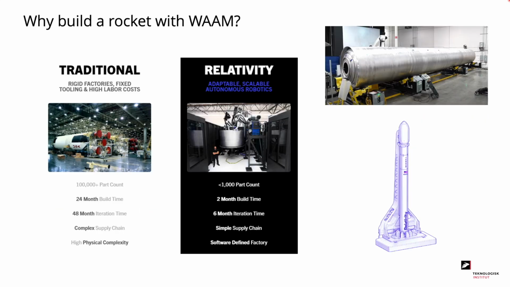But why would you build a rocket using WAM? Well, using traditional methods, you have rigid factories with fixed tooling and high labor costs. You would require more than 100,000 parts, and the build time is more than 2 years. The iteration time is even longer, and you have a very complex supply chain. But using WAM, you can consolidate a lot of your parts, allowing you to build a rocket using below 1,000 parts. Both build time and iteration time are a fraction of the traditional process. Finally, the supply chain is pretty simple.